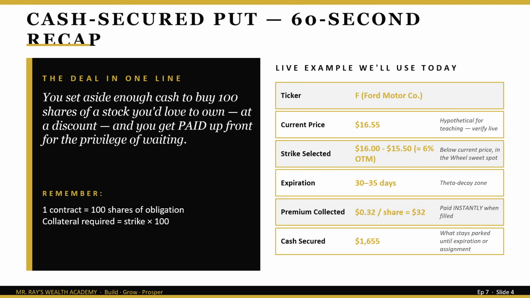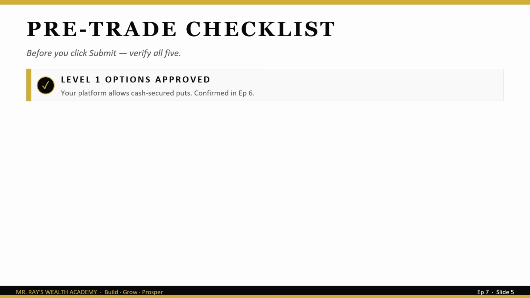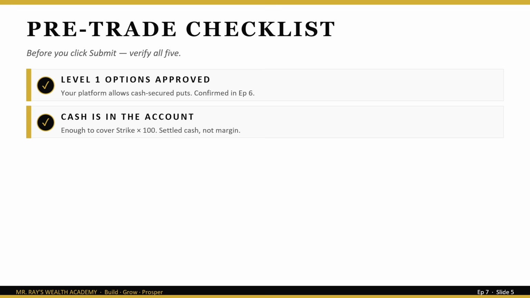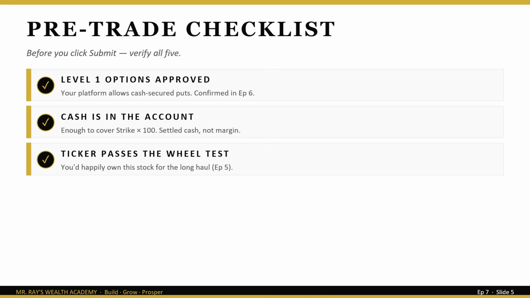Okay, before you hit submit, you got to verify all 5 of these. First of all, you got to make sure that you got option level 1 approved, baby. That means that's going to allow you to do cash secured puts. Now you can go back and look at episode 6 to see if you actually have that level. All right. And then you got to make sure you got cash in the account, enough to cover the strike price, baby, times 100. That's settled cash. That's not margin, baby. We only do settled cash here. We don't bet on the margin.